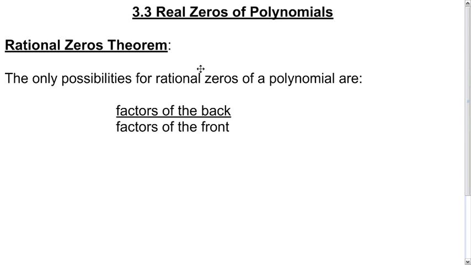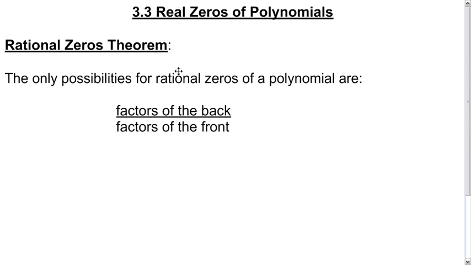Section 3.3, real zeros of polynomials. Everything we're doing in this section is pretty much related to finding the roots or zeros, solutions, x-intercepts of a polynomial or a polynomial function. And everything we've done up till this point, they've given us a zero or it's been easily factorable. But what if it's not? What if it's not easily factorable? What if they don't give us any zeros?